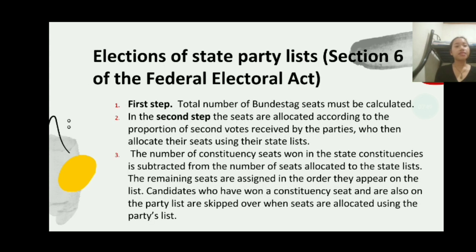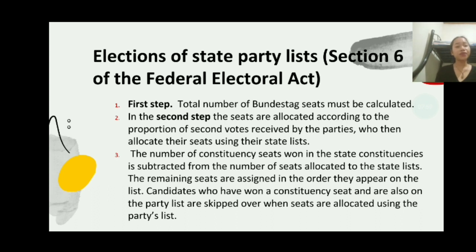Elections of state party list, Section 6 of the Federal Electoral Act. First step, the total number of Bundestag seats must be calculated. In the second step, the seats are allocated according to the proportion of second votes received by the parties, who then allocate their seats using their state list.